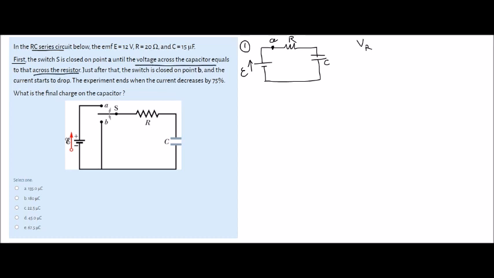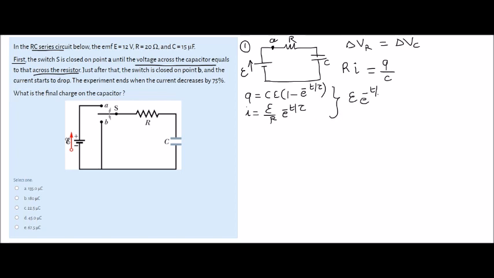So delta VR equals delta VC. Okay, voltage across the resistor, that's R times current. The voltage across the capacitor, that's Q over C. All right, Q equals CE times 1 minus exponential minus t over tau, and I equals E over R exponential minus t over tau. You plug this here, what do you get? E exponential minus t over tau equals E times 1 minus exponential minus t over tau. You cancel out the EMF.